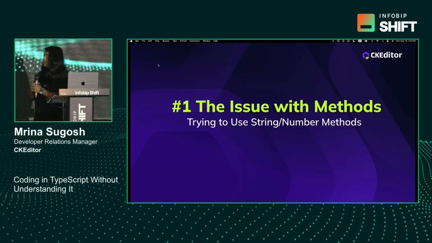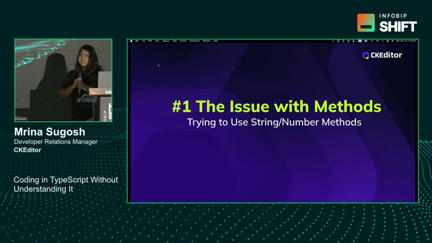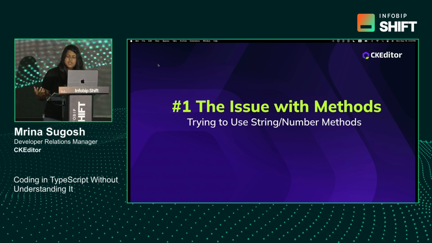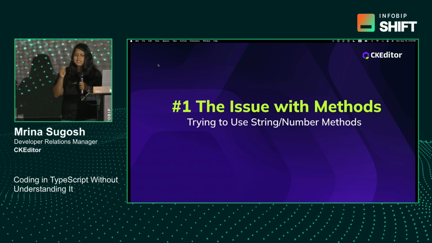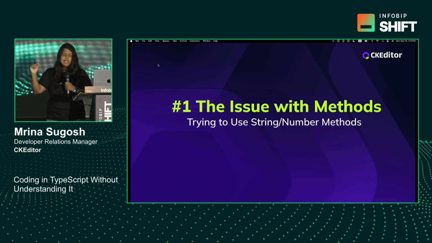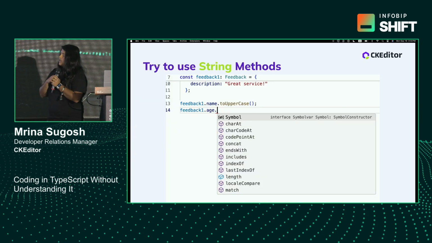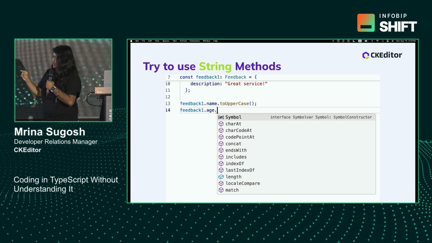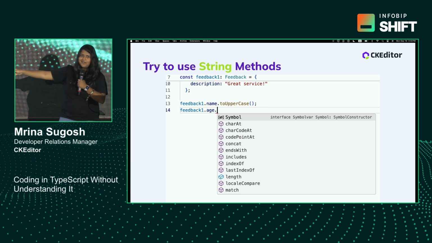Okay, let's go with the first one. The first issue, the issue with methods, as I'm gonna call this, which basically means sometimes VS Code, I also tried this on other editors, but I really use VS Code on a day-to-day basis. So it was very weird because I tried to use a string method in the first line. Then the second line, I said feedback1.name.toUpperCase, that should work. And then I said feedback1.age, and then it gave me a list of options for methods that are for strings.